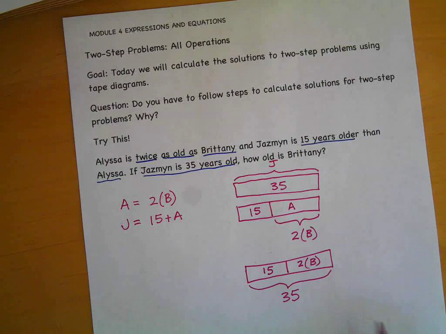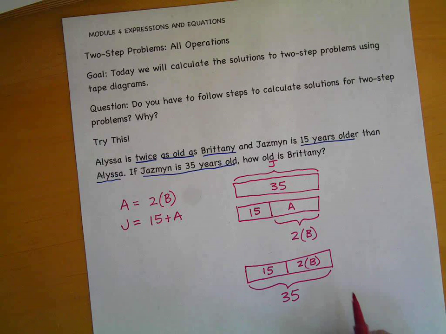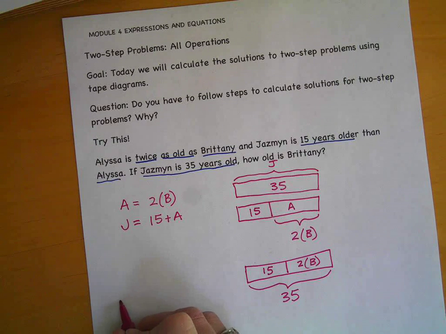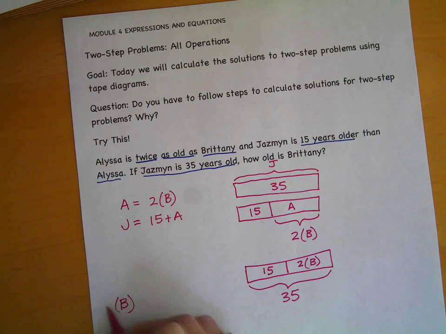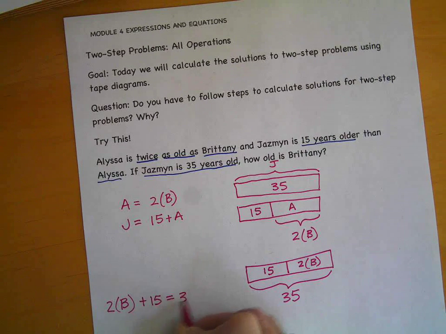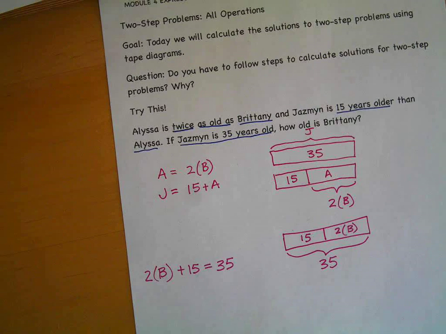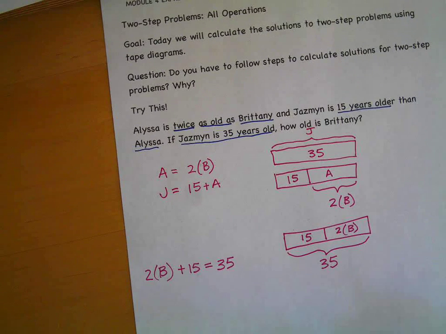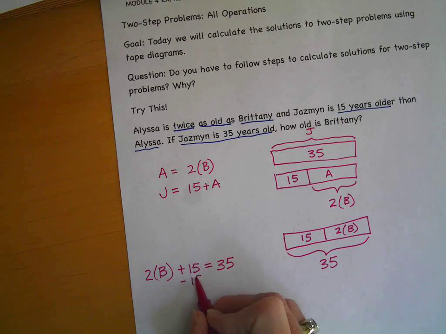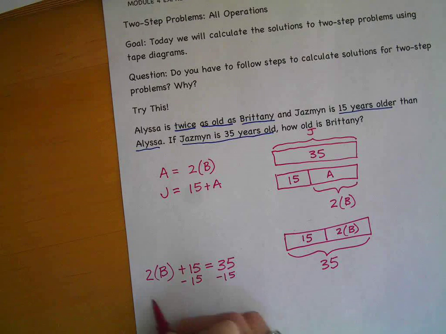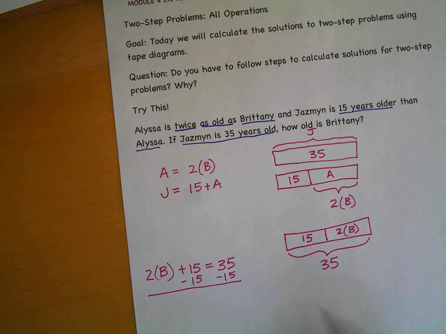So I'm actually going to write that out algebraically so that I can see what it is that we're working with. So we have what number, which happens to be B, times 2 plus 15 is equal to 35. So that's the actual equation that this tape diagram is representing. And when you see it in equation form, a lot of you are going, oh, I know how to deal with that. First of all, let's get rid of the extra 15 and see what we have.